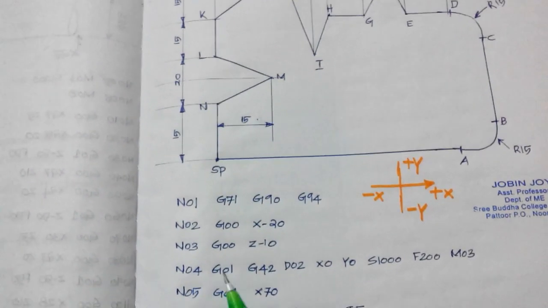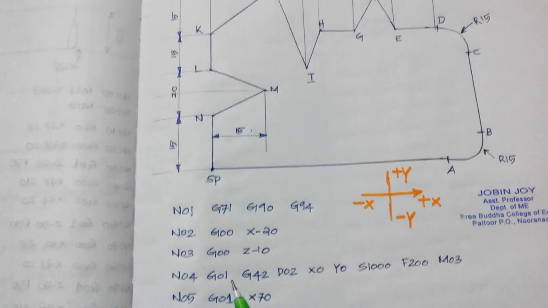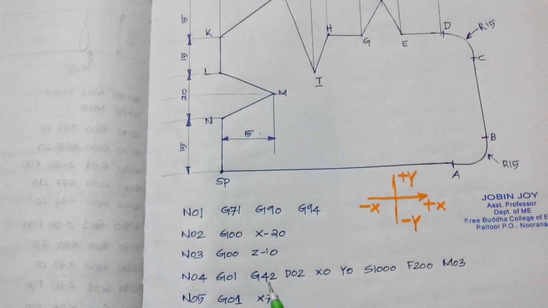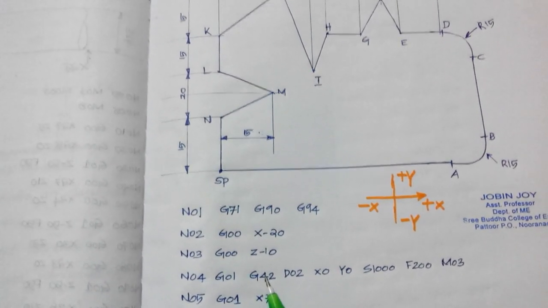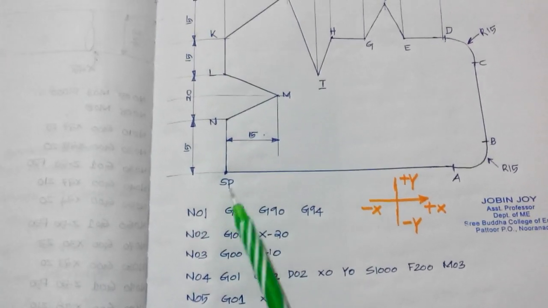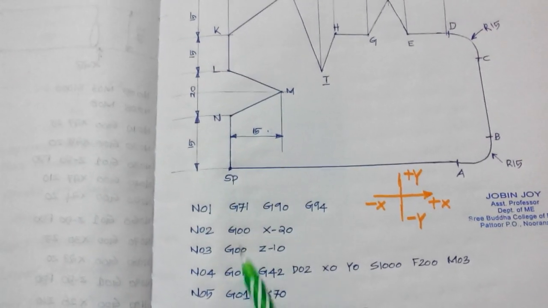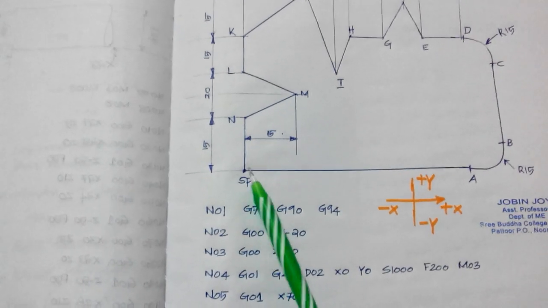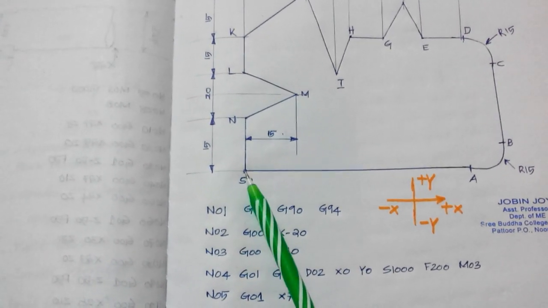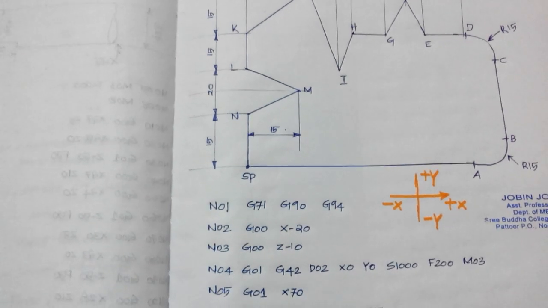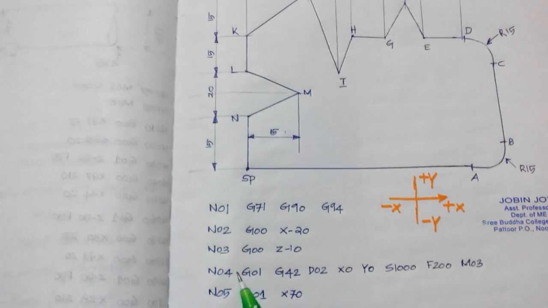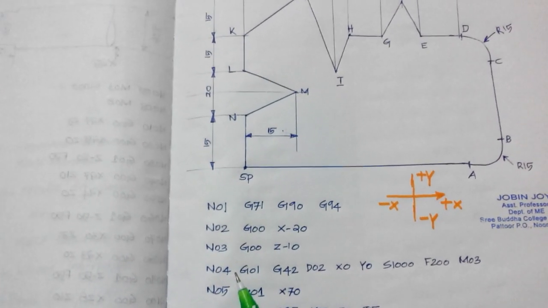And the next block is N04, G01. G01 means linear interpolation. G42, D02. This is very important. G42 means cutter diameter compensation right. When we write a CNC program, we consider the center line of the cutter. But the cutter has some radius. So this program is written in such a way that we consider the center line of the cutter.